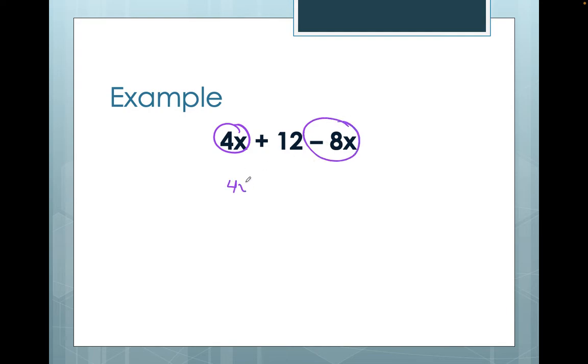I'm going to start by rewriting the expression so that my like terms are side by side. 4x minus 8x is a negative 4x. We can combine these because they are like terms. They have the same variable and are both being multiplied by the same number. So if 4 is times x and 8 times x, then we can simplify that to a negative 4x. Since the plus 12 has no x, we just bring that down, and our answer is negative 4x plus 12.